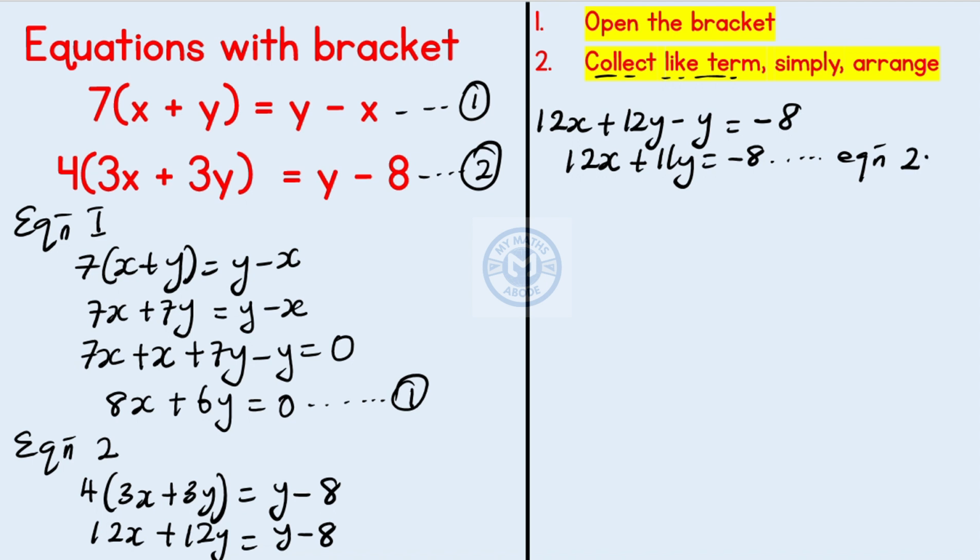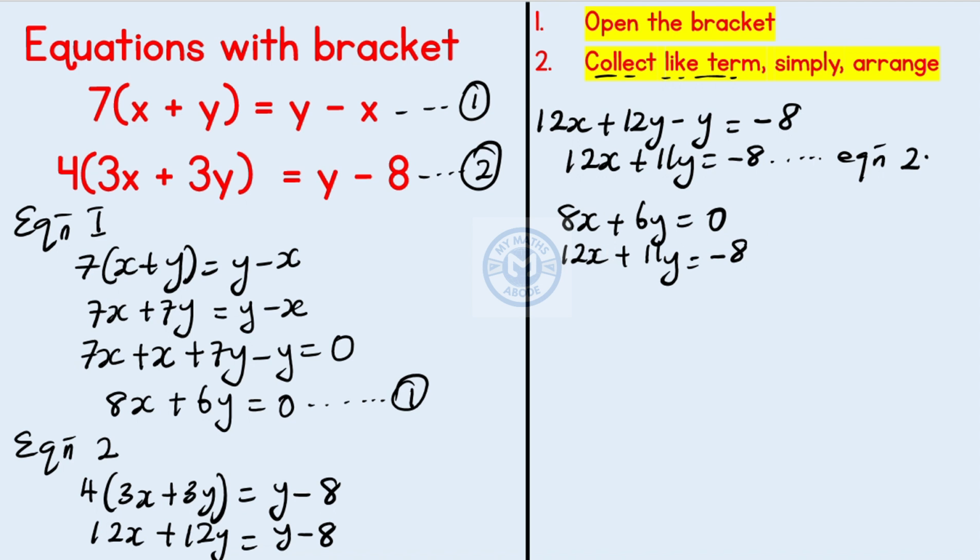Alright, someone might say, okay, equation 2 looks big and bulky. No, please. Because if you investigate, they don't have any common factor. There's no common factor between 12 and 11. So no, we are not using the previous one I just did here on equation 2. So then I'm going to solve my equation 1 and equation 2. So I'll have 8x plus 6y is equal to 0. Then 12x plus 11y is equal to negative 8.